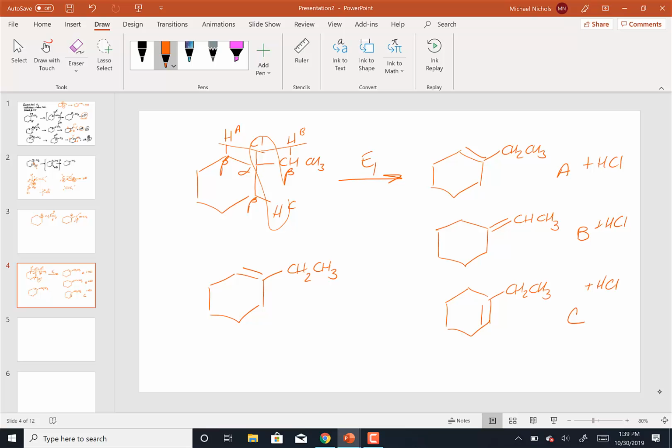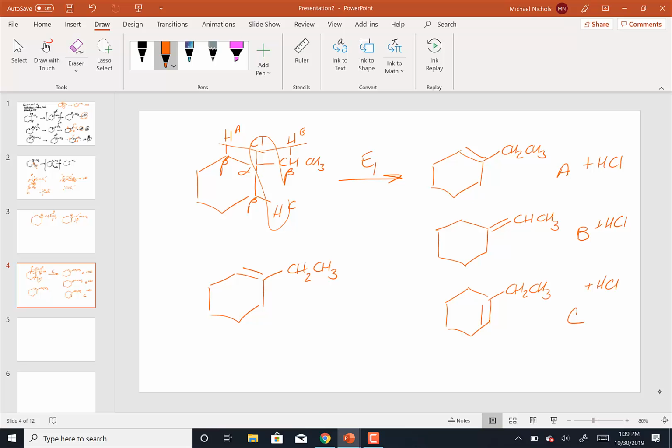If you had to write the mechanisms for all those problems, you're not finishing the test. So that's why I asked just for the answers, or just for the products. And that'll become more and more as we get more and more reactions under our belts. Okay. All right, so we got three products. Any the same?